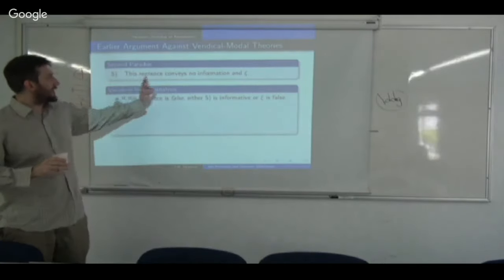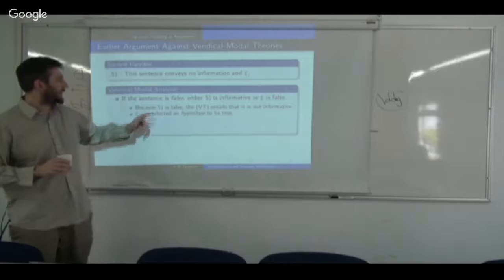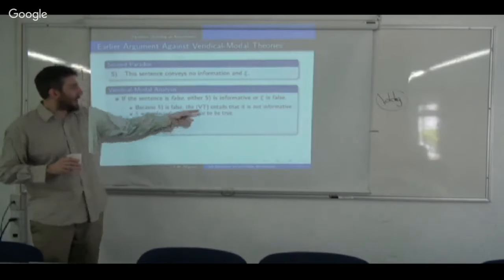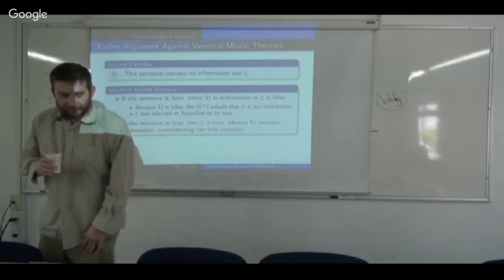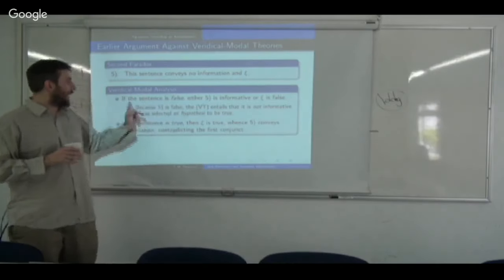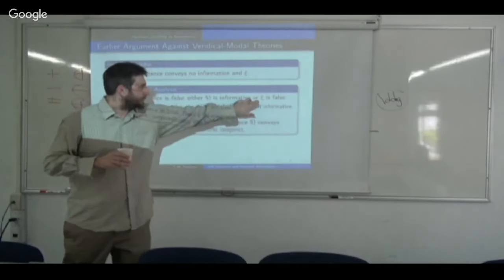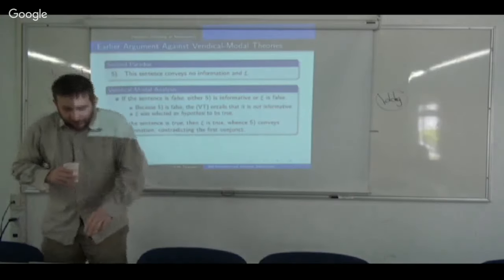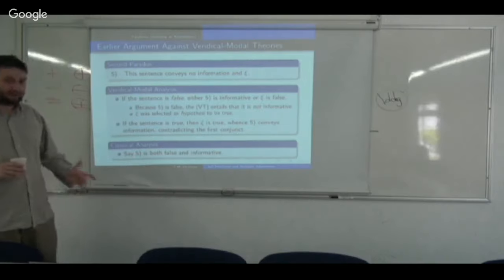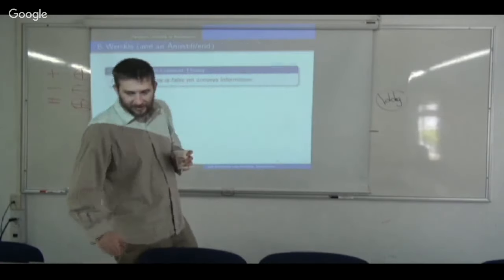If it's false, either it's informative or C is false, but both of those are problematic. If this 5 is false, the verticality thesis entails that it's not informative, so its informativeness would mean it's not informative. C was selected by hypothesis to be true, so that can't be the case either. So if it's false, then you get a contradiction. If it's true, then because C is true, the compound conveys information, and that contradicts the first conjunct. So on the vertical modal theories, this is problematic as well. But the classical analysis can just say it's false and informative. So something like that, again, Carnap folks can handle it, Jaretsky and Floridi folks cannot.